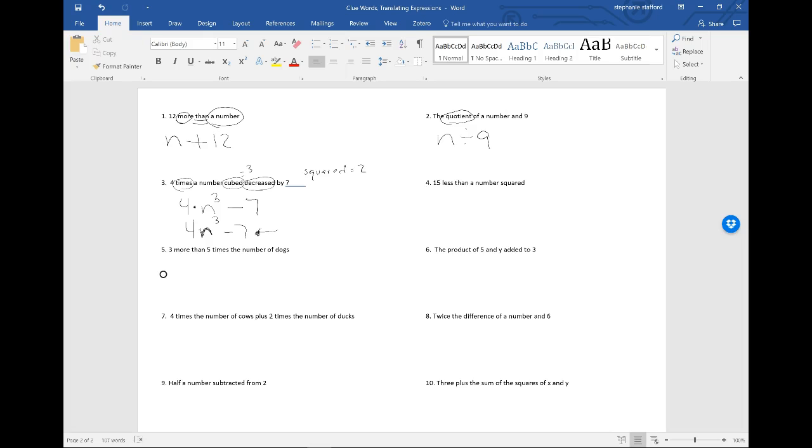Okay, all right, let's look at 4. So 15 less than a number squared. So we got less, and squared is important because that represents a power.